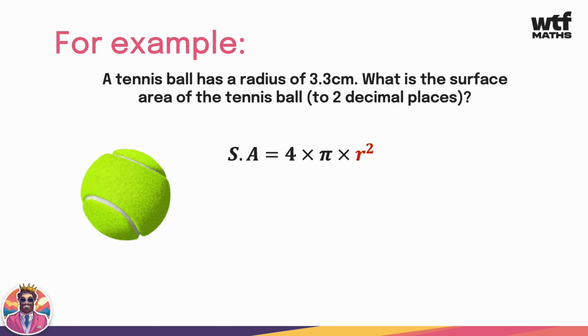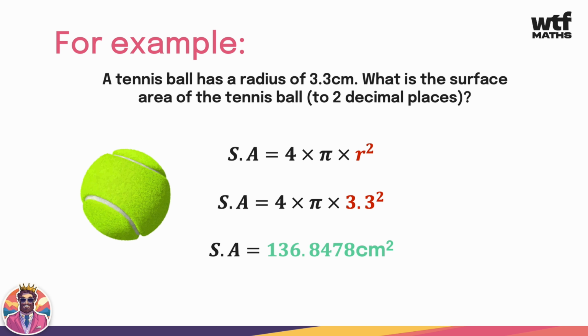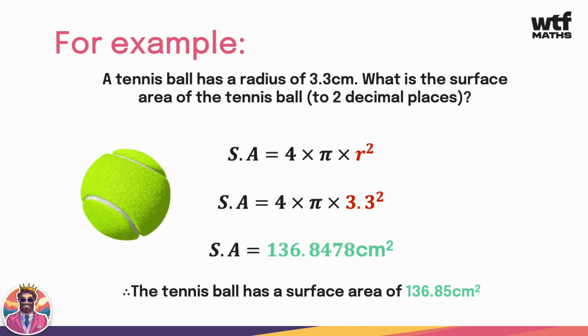So 4 times pi times radius squared. So that means we'll go 4 times pi times 3.3 squared. And using our calculator, we'll get 136.85 centimeters squared to 2 decimal places. So when you're doing a whole sphere, it's a really nice and simple formula to use.